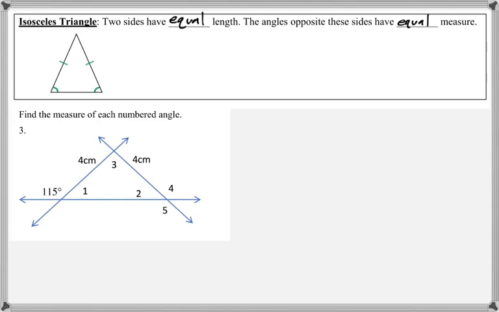Okay, so for number 3, it wants us to find the measure of each numbered angle. So we have 5 different angles that we need to find here. And if we look at the picture carefully, we can see that we actually have a triangle here where two sides have equal length. So this is actually an isosceles triangle in the middle here. So that is going to come into play a little bit later. We are going to have to use the properties of an isosceles triangle.